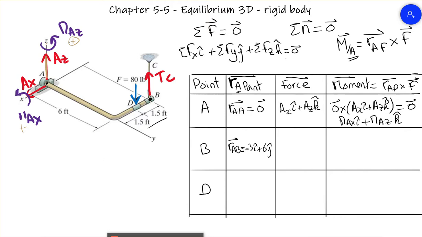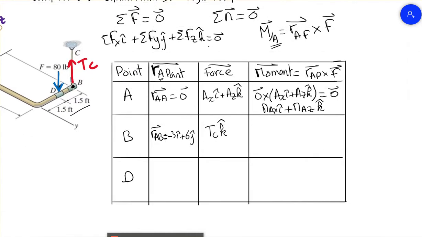Okay. The force at C is TC K hat, so make sure that you are in the right direction. Now the moment is (-3i hat + 6j hat) cross TC k hat. Remember, the moment is the position vector cross the force. There is an unknown there, so it's not very convenient using the cross product program in the calculator. So we need to do it by hand.